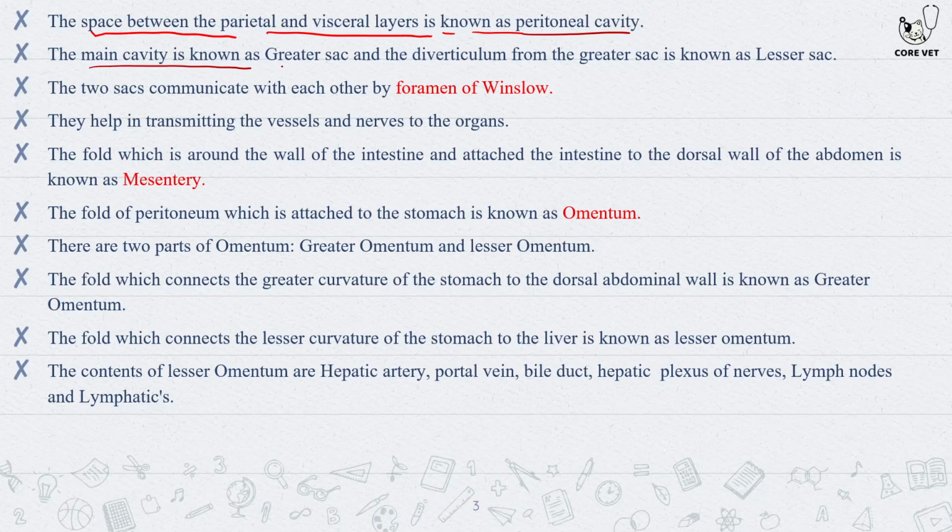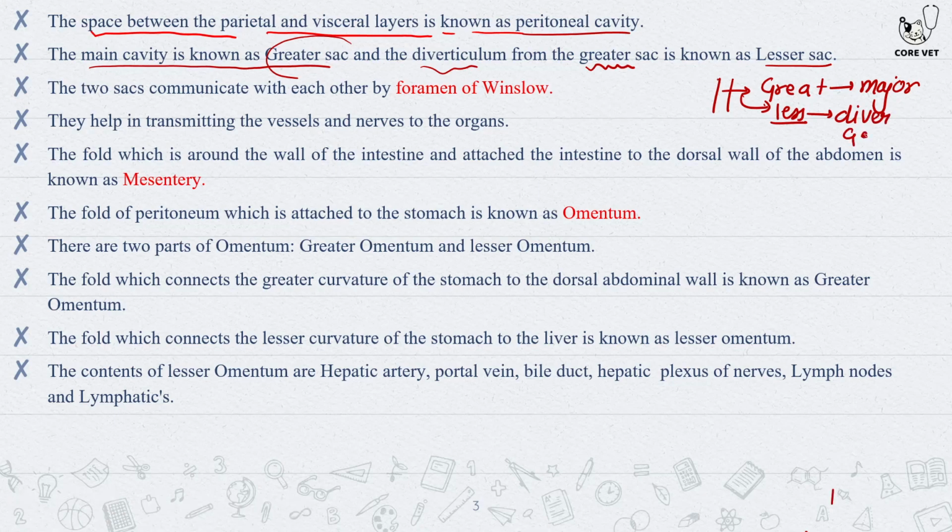Now the main cavity of this peritoneal cavity is known as the greater sac, while a diverticulum or a blind sac from that greater sac leads to the formation of the lesser sac. What this means is that the peritoneal cavity contains two sacs. What are they? The lesser sac and the greater sac. The greater sac is the major one, and the lesser sac is the diverticulum of what? The diverticulum of the greater sac. So this line is clear. Inside the peritoneal cavity, the main cavity is the greater sac.